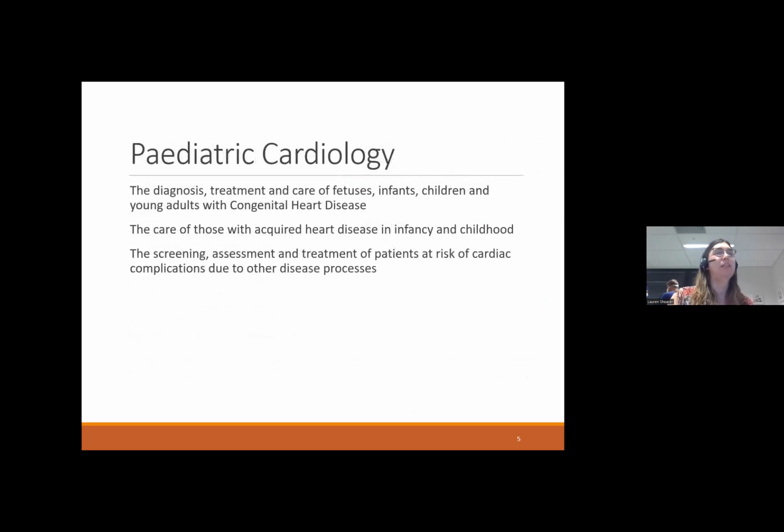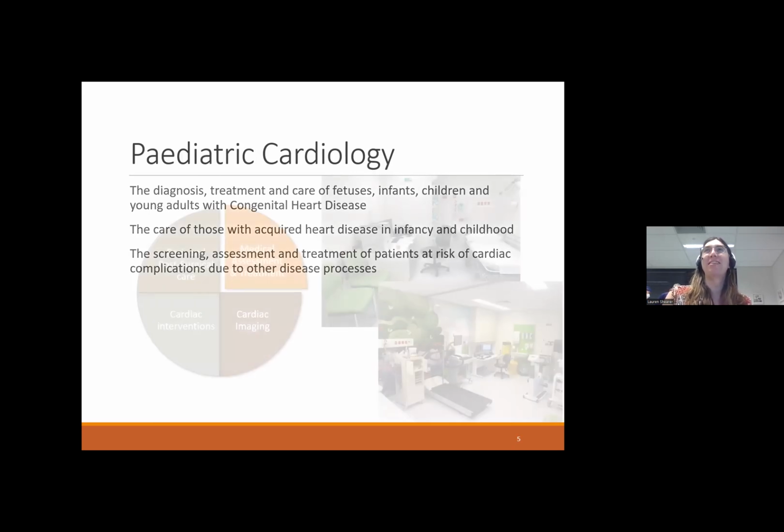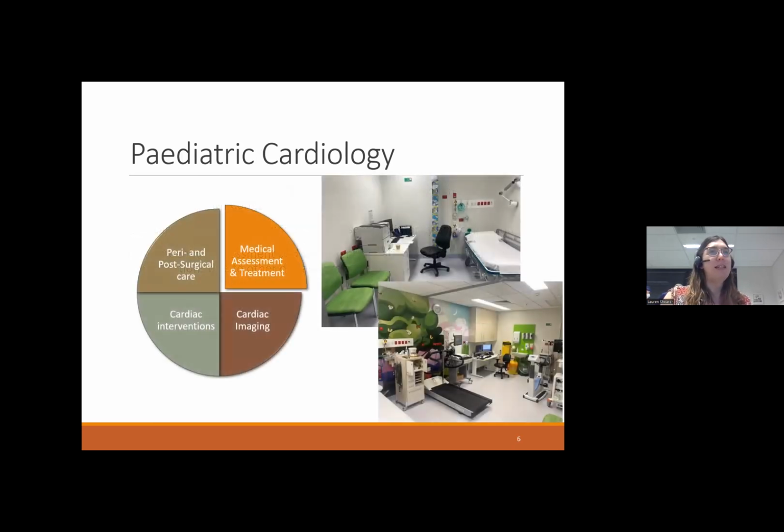Now, paediatric cardiology is about the diagnosis, treatment and care of fetuses, infants, children and young adults with congenital heart disease. We care for those with acquired heart disease in infancy and childhood, and we also perform the screening, assessment and treatment of patients at risk of cardiac complications due to other disease processes. And so our role is really split up into various different domains.